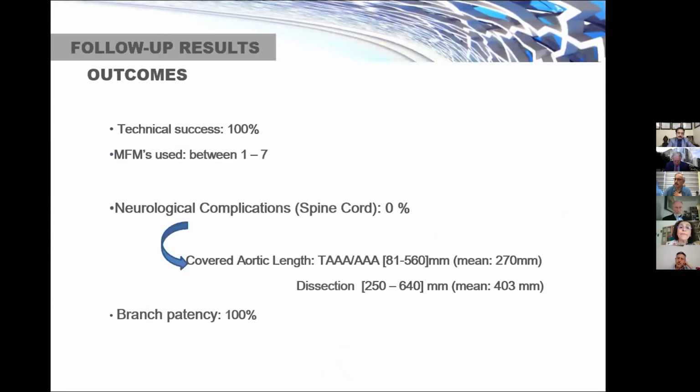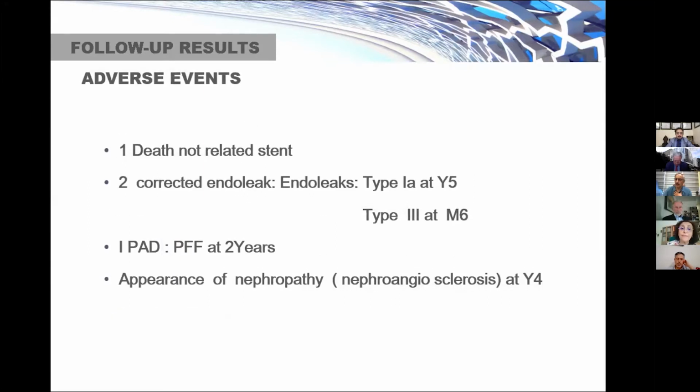We have technical success for all the procedures. We used between 1 and 7 MFMs, and we have no neurological complication despite the covered aortic length, and all the branches remain patent. One stent-unrelated death at 7 years, 2 corrected endoleaks, 1 type 1A at 5 years and type 3 at 6 months, 1 PAD leading to fem-fem bypass at 2 years, and appearance of nephropathy at 4 years in a diabetic patient.